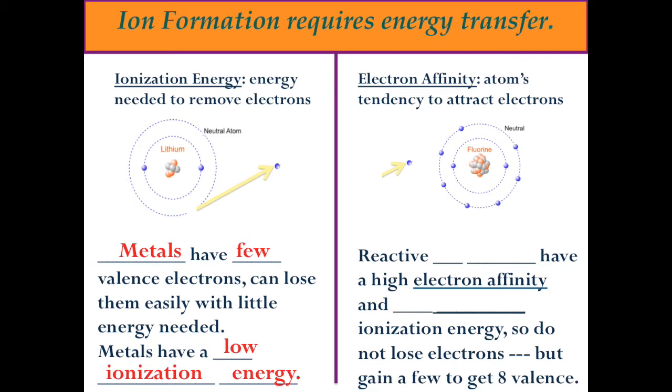And if we look at fluorine, by contrast, fluorine is a nonmetal, and it's very reactive as a halogen. The reason it's so reactive is because it has a very high electron affinity and a very high ionization energy. It's not going to lose electrons, it's going to gain a few electrons in order to get 8 valence electrons, because atoms are stable if they have 8 valence electrons in the outermost energy level.